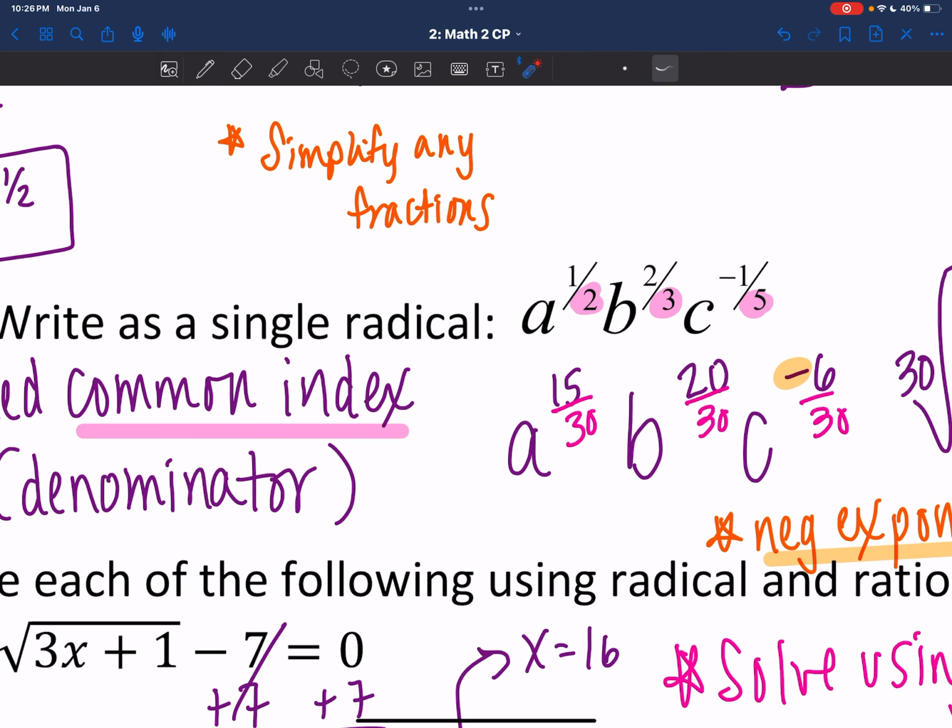So we need to make 30 a common denominator for 2, 3, and 5, and then just make an equivalent fraction. So 1/2 is the same as 15/30, 2/3 is the same as 20/30, and then don't forget this negative here, that's very important, and that's going to be 6/30.